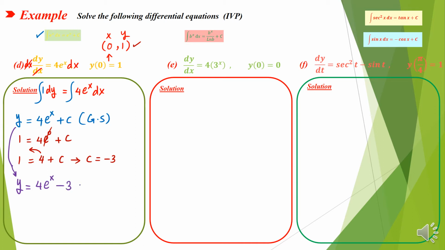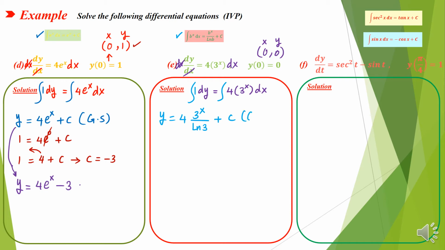In part E, we have dy by dx equals 4 multiplied by 3 to the x, and we have the initial condition y of 0 equals 0, which means the point 0, 0, x equals 0 and y equals 0. So first you have to multiply both sides by dx, and you will get dy equals 4 times 3 to the x dx. Integrate both sides. Here we have 1 dy, so the integration will be y equals the constant 4 multiplied by the integration of 3 to the x, and integration of 3 to the x is the same function 3 to the x divided by ln of 3 plus the constant of integration.